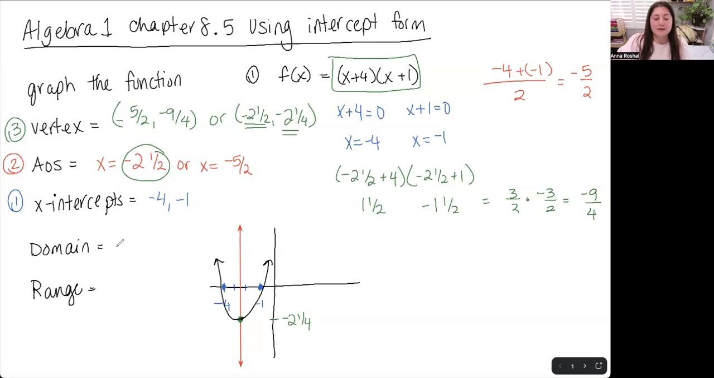My domain is all real numbers because I go all the way from -infinity to +infinity. And my range is y is greater than or equal to this -2.25. The reason why this is -2.25 is because this is actually my lowest point on my graph, and everything just kind of jumps up from that lowest point and it continues to go up and up and up. So we're going to say it's greater than or equal to that.